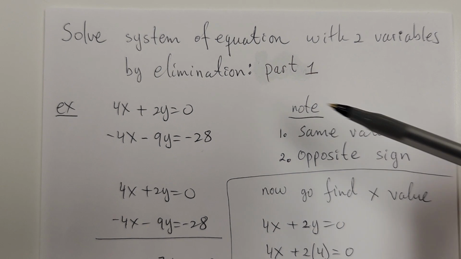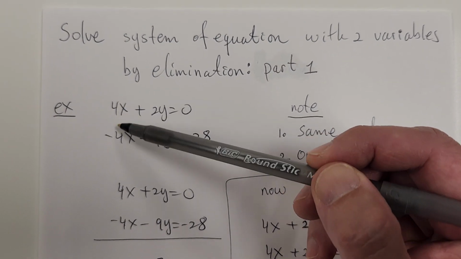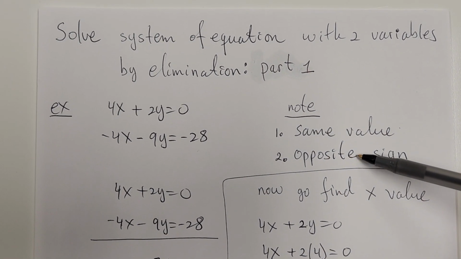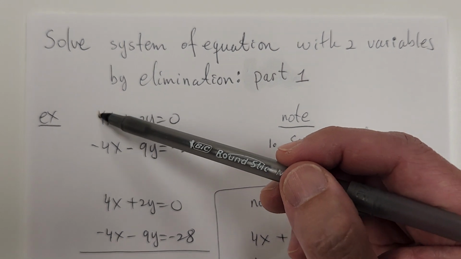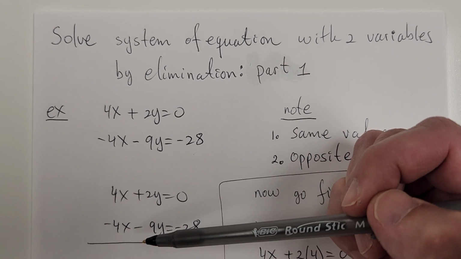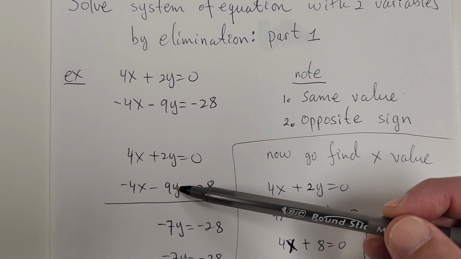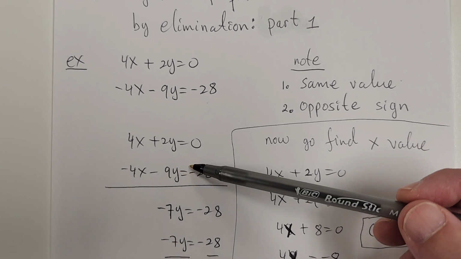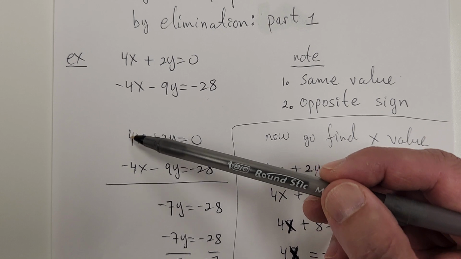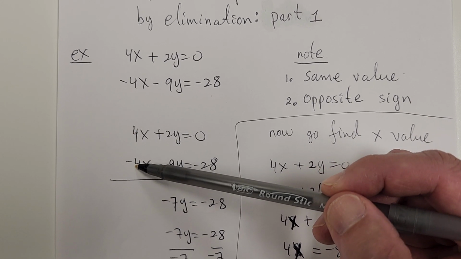One more time. Rule number 1 says same value, so top and bottom must be the same number. Rule number 2 says opposite sign, so it has to be positive and negative. And then we can eliminate. I'm rewriting the two equations down here so you can see the elimination part. Again, same value or same number, opposite sign, positive, negative.